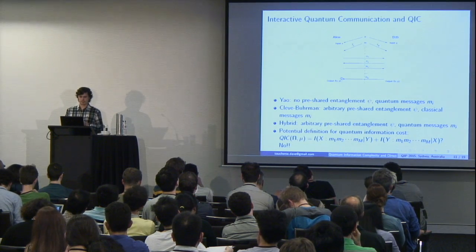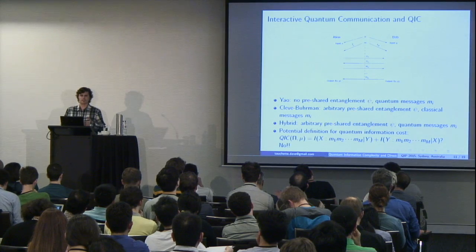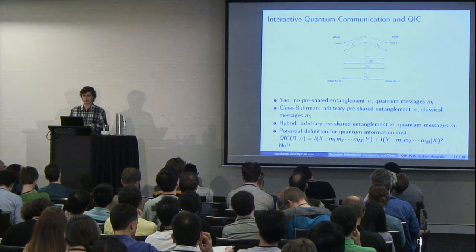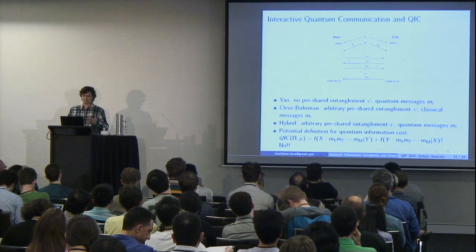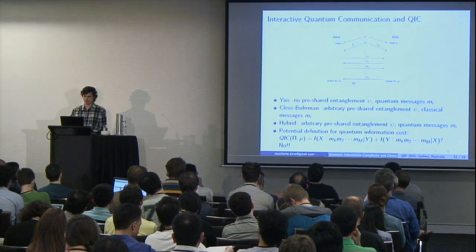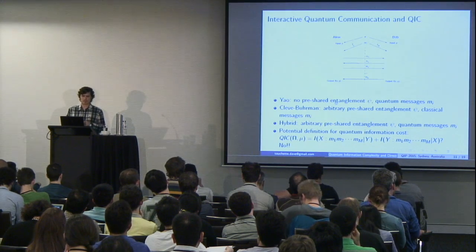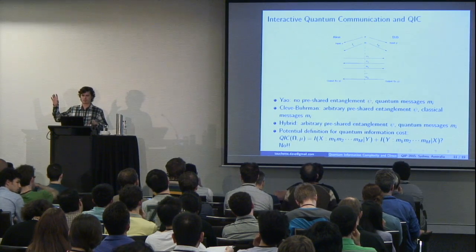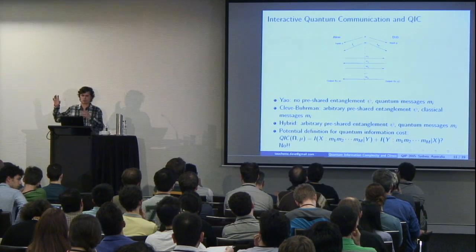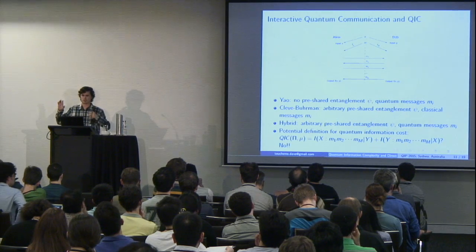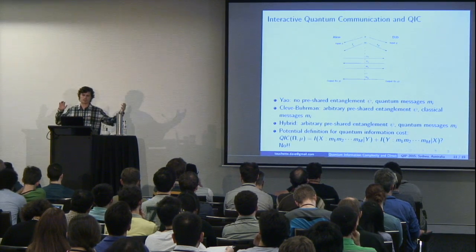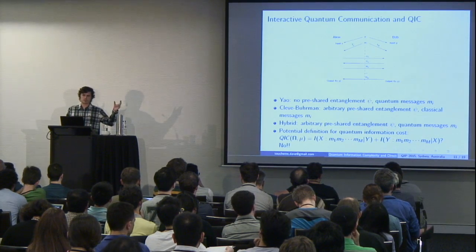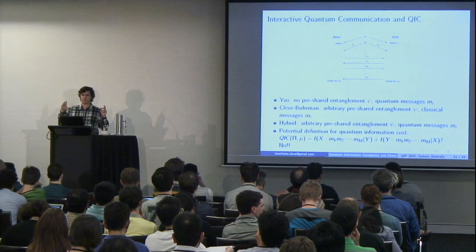Well, then we can ask, how can we define a notion of quantum information cost in this setting? We could try to formally copy the classical definition. For example, quantum information cost could be the mutual information between Alice's input and the quantum transcript, the sequence of messages sent back and forth between Alice and Bob, conditioning on Bob's input, plus the amount of information between Bob's input and the sequence of messages conditioning on Alice's input.